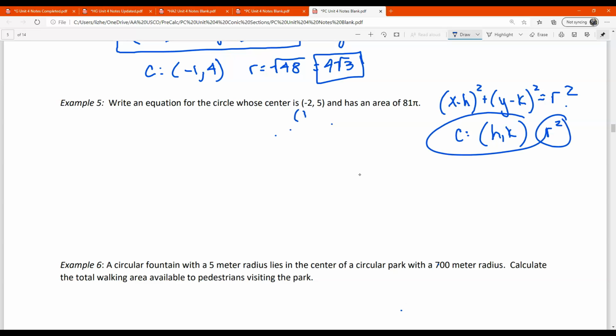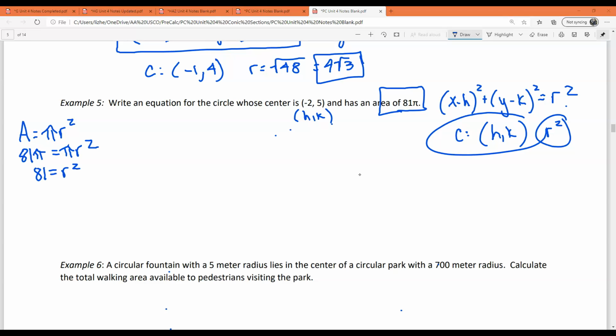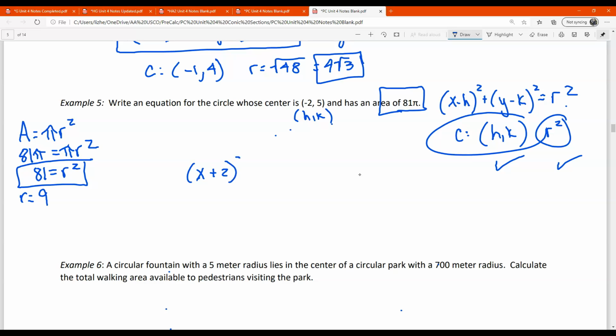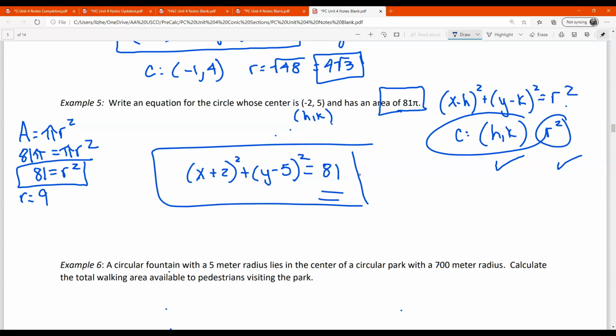So I'm told the center right here, but I'm not told the radius, but I am told the area. So off to the side I can say, well, my area of a circle is pi r squared. That's the formula for area of a circle. And in this case, the area is 81 pi. So 81 pi equals pi r squared. Divide out the pi, and 81 is r squared, which is what I need to know. But I also know my radius is 9. So now I can write the equation because I have my center and I have my radius. So I will say (x plus 2) squared plus (y minus 5) squared equals 81. Remember, you're putting r squared in there, not r.